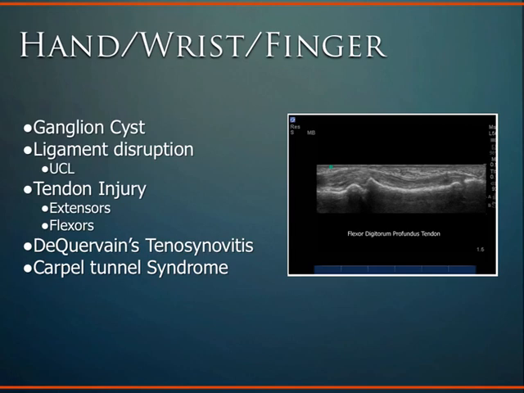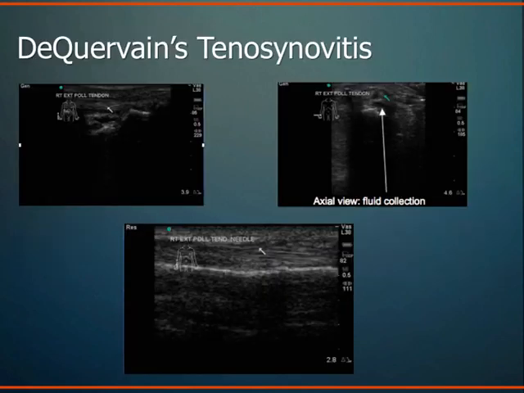Tendon injuries, whether it's your extensor or flexor tendons, de Quervain's tenosynovitis, a very, very common complaint in the clinic, again, can be very easily visualized. I'll show some images of that. And then carpal tunnel is an area that ultrasound is being used for a lot, not only for imaging, but also ultrasound guidance for injections of the carpal tunnel. So this is de Quervain's.